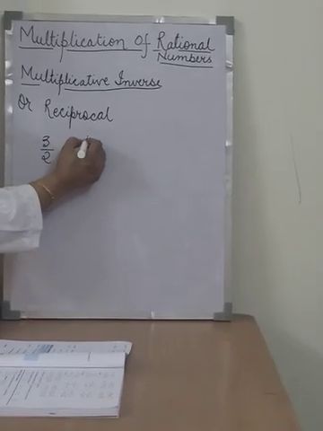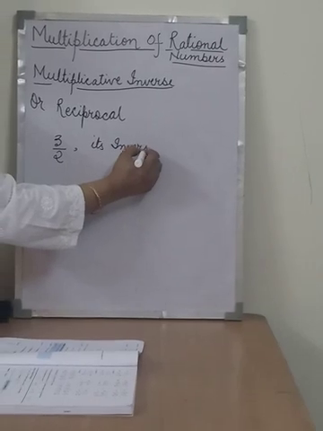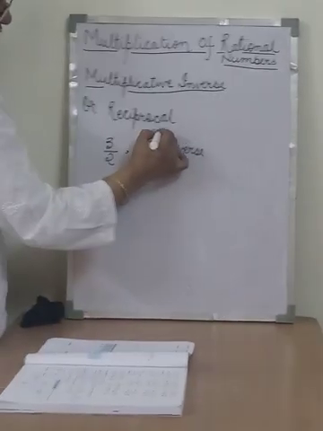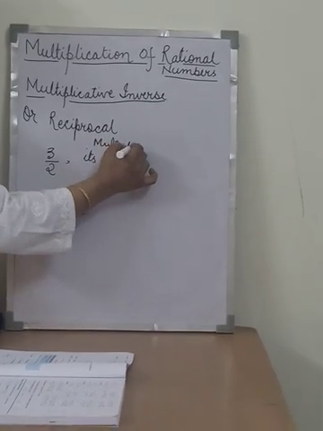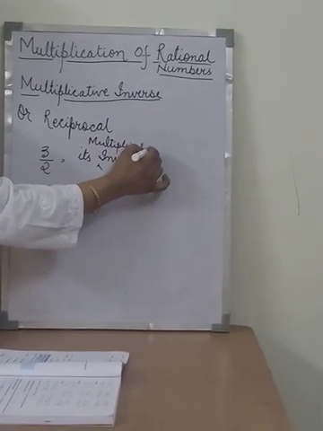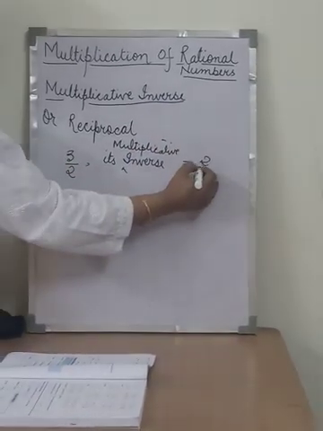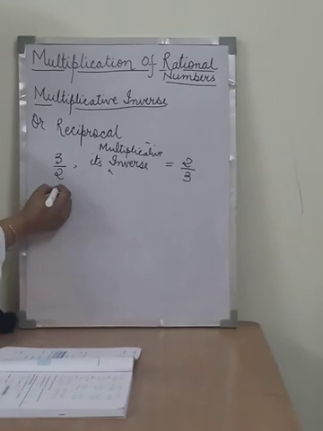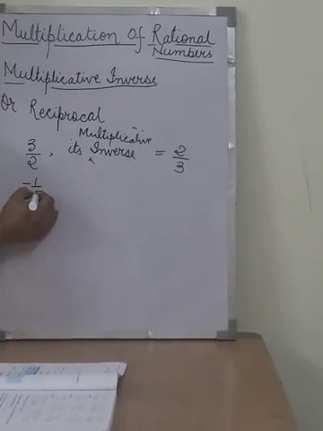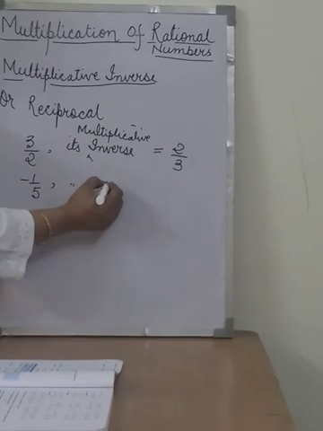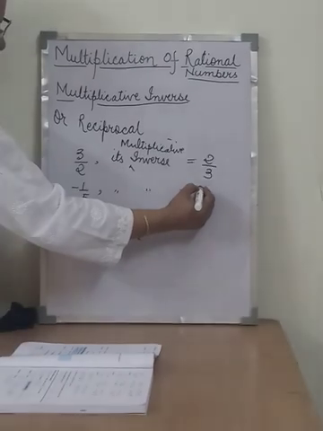Therefore its inverse, that is the multiplicative inverse I am talking about right now, will be the reciprocal of it. The reciprocal of 3/2 is 2/3. If I say the reciprocal of -1/5, then its multiplicative inverse will be -5. The reciprocal of 1/5 is 5.